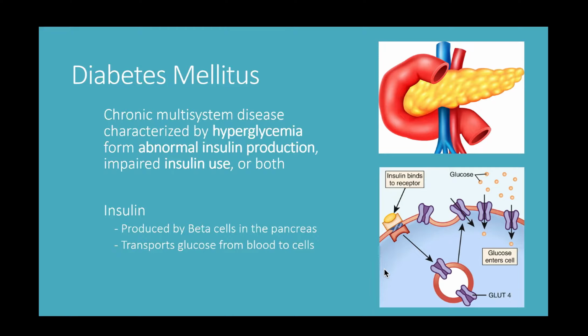Either the body does not produce enough insulin to carry glucose into the cells and then out of the bloodstream, or the body is not able to use the insulin that is there to transport the glucose into the body. So the glucose and insulin don't connect like they're supposed to. And those are the two main causes behind diabetes: either not enough insulin or inappropriate use of insulin.